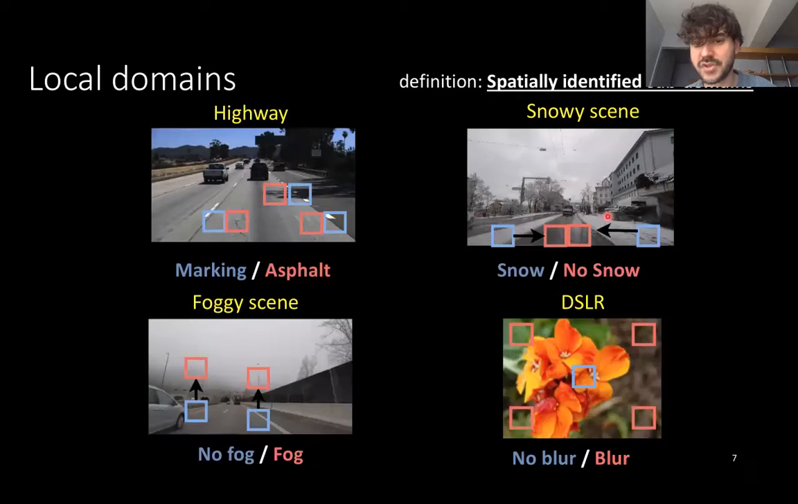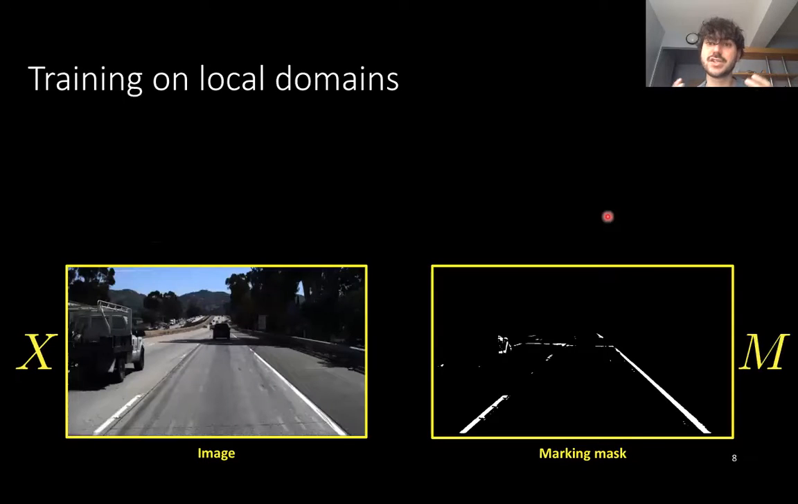And moving away from autonomous driving, we can also consider DSLR photography, in which the foreground is often in the middle of the scene. So we know that that part will not be blurred, while in the corners we will have some kind of blurring effect. So our proposal is to train an image-to-image translation network on local domains.